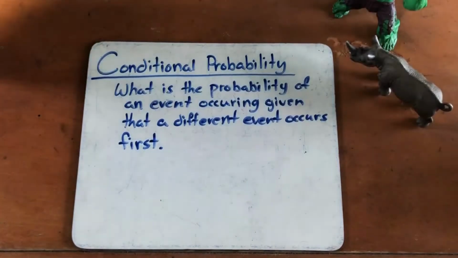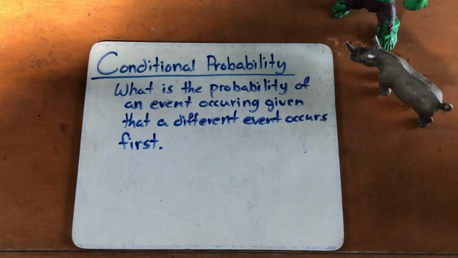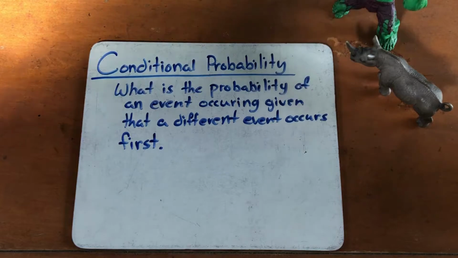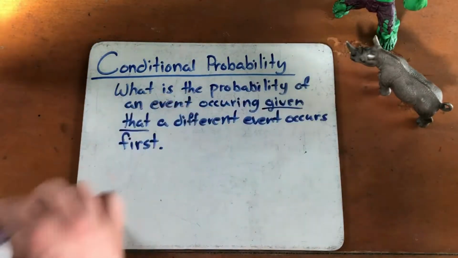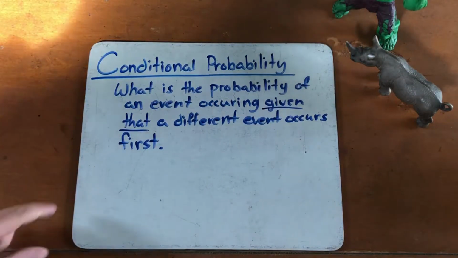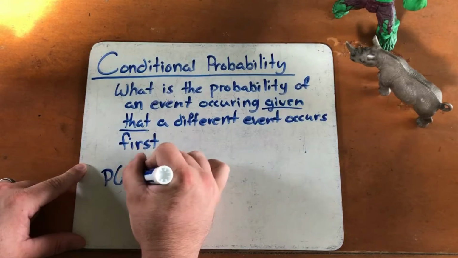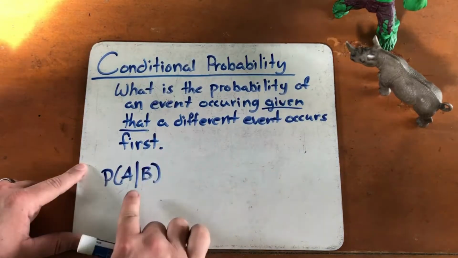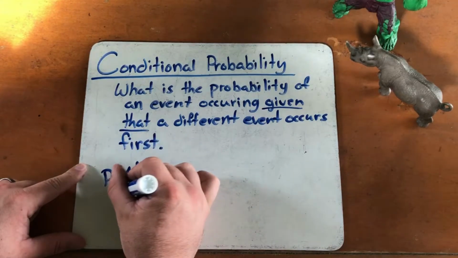Let's take a look at conditional probability. Conditional probability is basically asking the question, what is the probability of an event occurring given that a different event occurs first? This phrase, "given that," when we write it symbolically, we have the probability of event A given that event B.